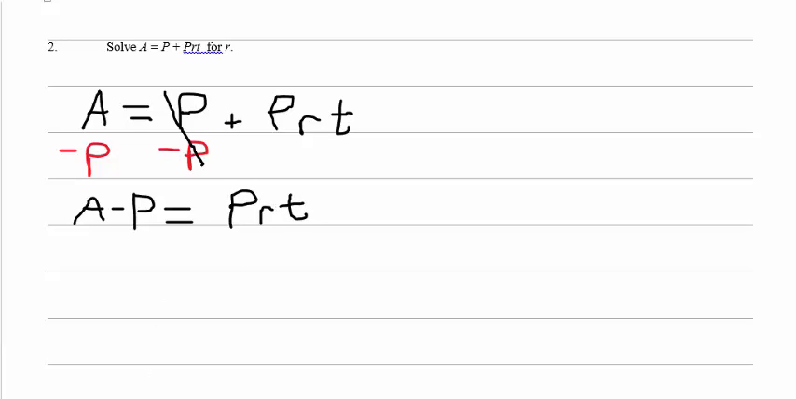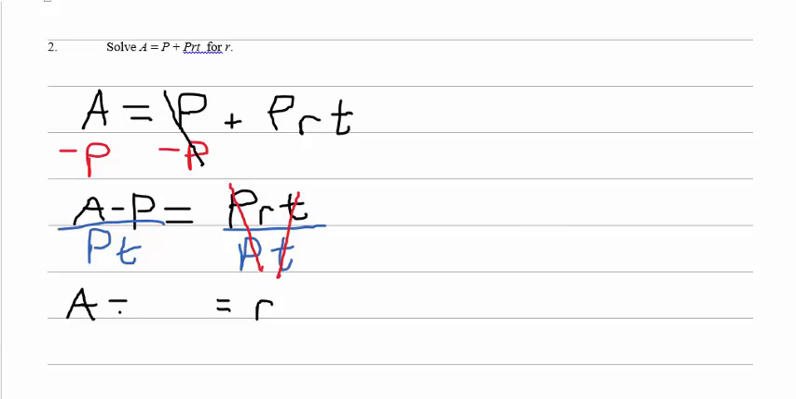And in order to solve for R, I'll need to divide both sides of the equation by PT. And notice how the P's divide out and the T's divide out. So on the right side, you're simply left with an R. On the left side, you have A minus P divided by PT.